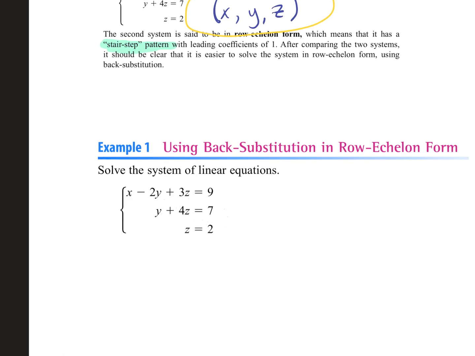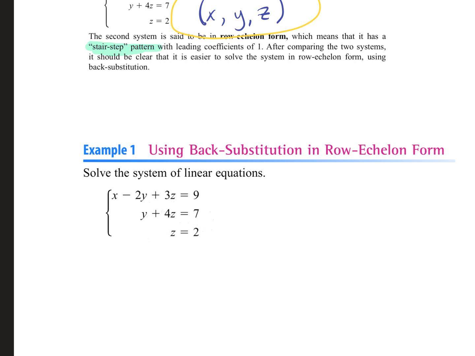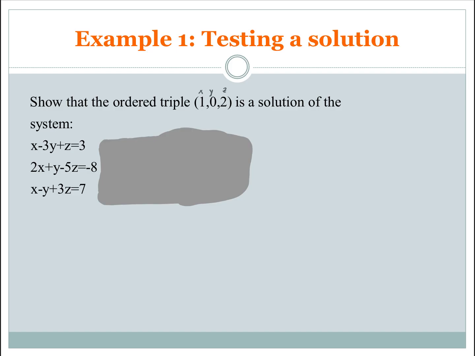When you have your equations set up in this form, which is called row echelon form, you can use back substitution to solve. You would just take the z value, plug it in here, and find out what y is. Then you would take both of those, plug them into this equation, and find out what x is. So you guys know how to do that.